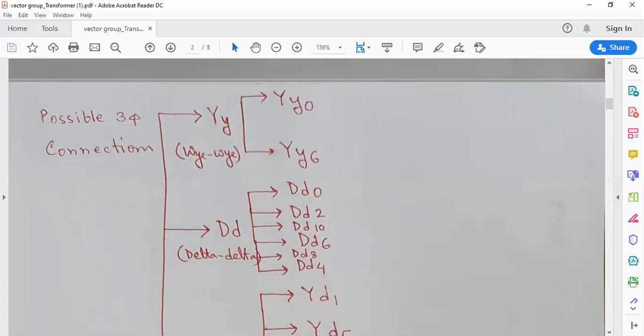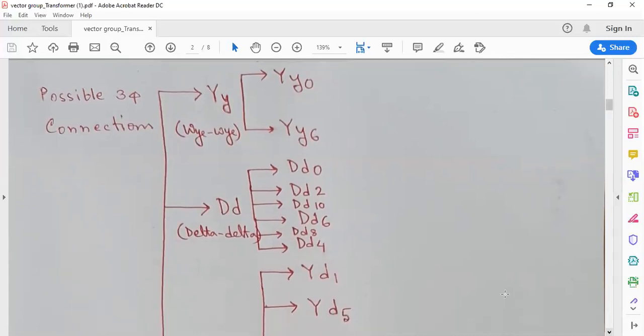will have to be a YD transformer, but we cannot parallel it with a YD5 transformer because this number is different. So it means their angle difference is different. Definitely there will be a circulating current that will cause problems to the transformer.